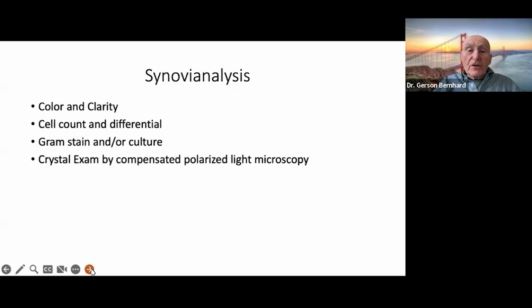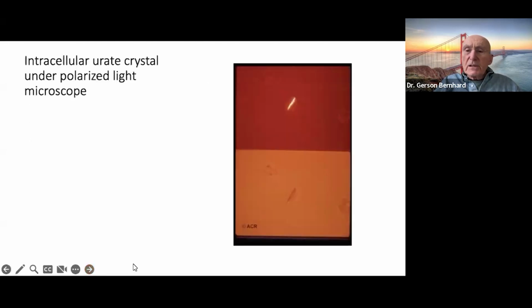You will ask them for a gram stain and culture, though the yield on this is relatively low, and especially you want them to do a crystal examination by polarized light. And what does that look like? Well, here's what it looks like under polarized light. See those crystals sitting in? If you look very carefully at the slide, you see it's within a cell.